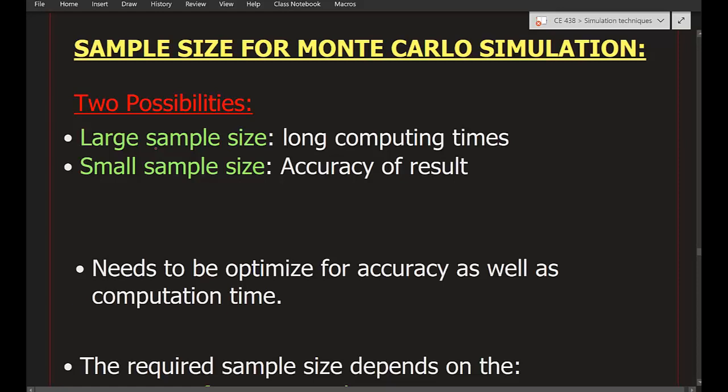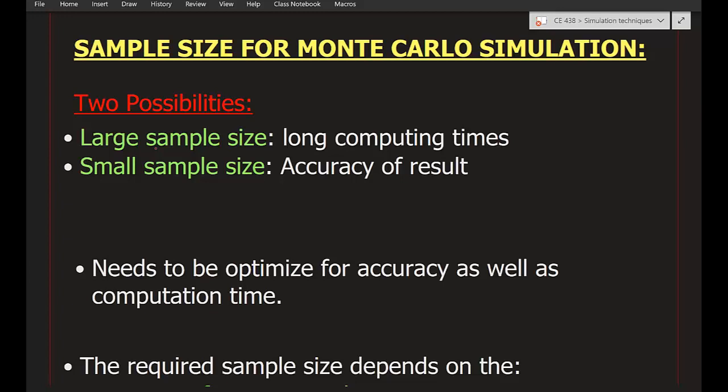Good morning. In the last lecture, we discussed Monte Carlo simulation. Basically, Monte Carlo simulation is a method to solve complex problems using simulation. Now, when we are using Monte Carlo simulation, one important point is how many samples we should take to solve a problem. Now there are two possibilities.